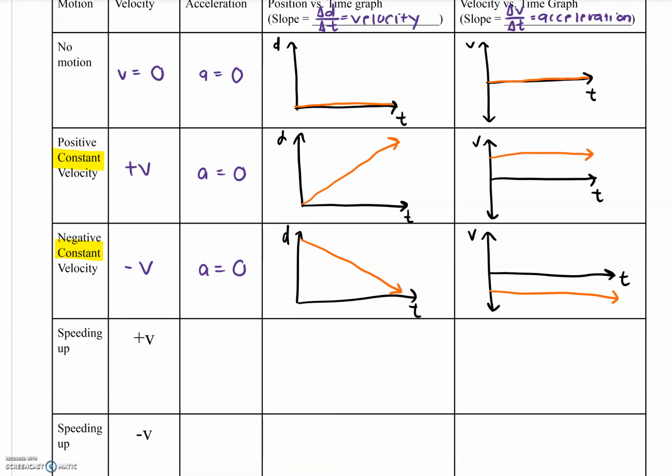All right, let's talk about scenarios where the velocity is changing over time. So when it's changing, it could be speeding up or slowing down. It could be speeding up in the positive direction or speeding up in the negative direction. It could be slowing down in the positive direction or slowing down in the negative direction. So let's go ahead and answer these questions. Let's start with speeding up scenario.